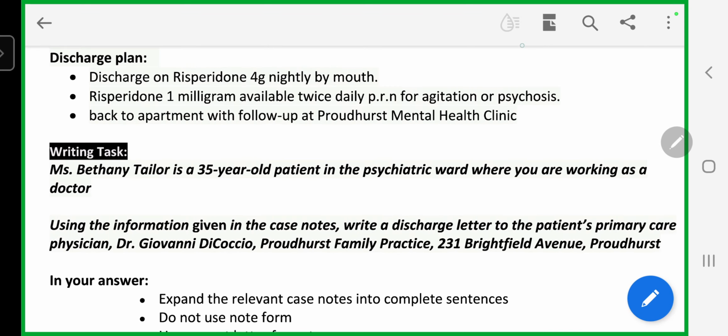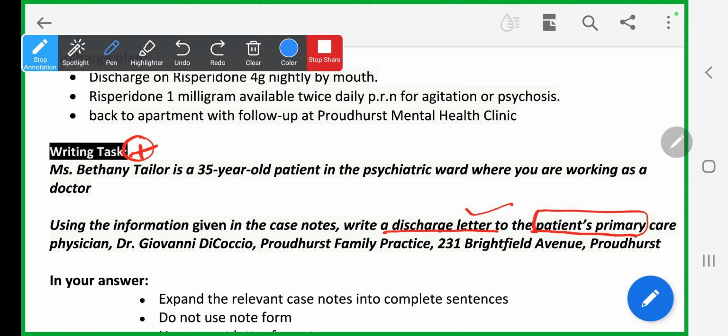Discharge, we have to see, or any letter. First of all, we go to the writing task. After reading this writing task, we came to know that this is a letter of discharge, and you are writing this letter to the primary care physician. So, if this is a letter of discharge, we must have one thing in our mind: this is the patient's GP, right?